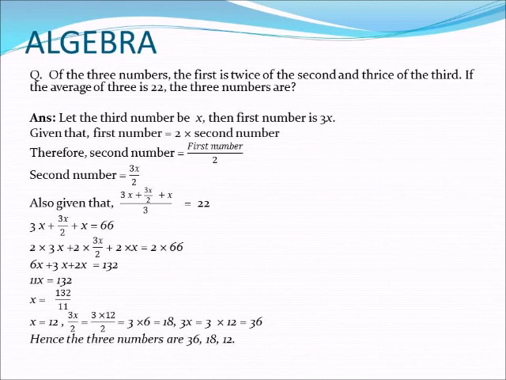Next we find the second number: 3x by 2 is equal to 3 into 12 by 2, where 12 by 2 means 6, so 3 into 6 equals 18. So second number is 18. First number is 3x, equal to 3 into 12, which is 36. So the three numbers are 36, 18 and 12. So using algebra, we have found the answer of this wonderful question.